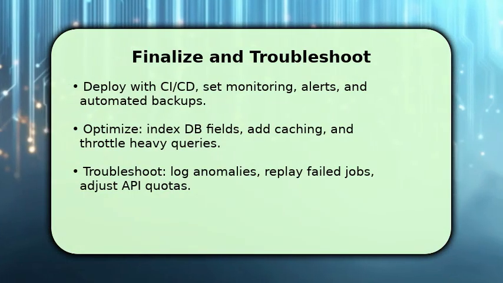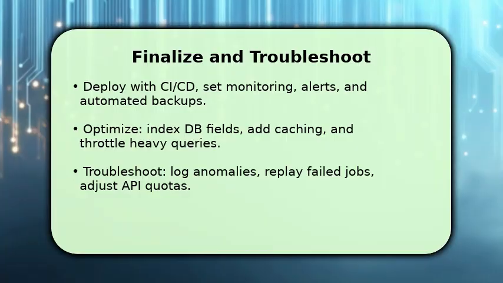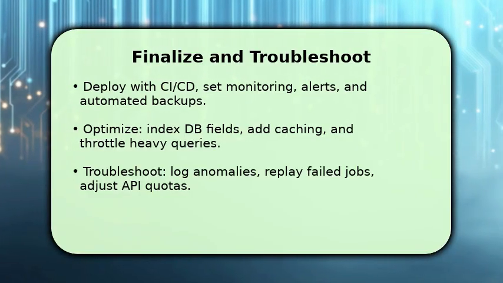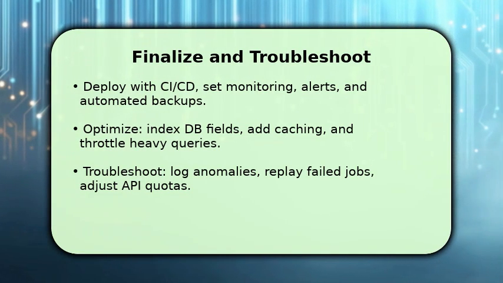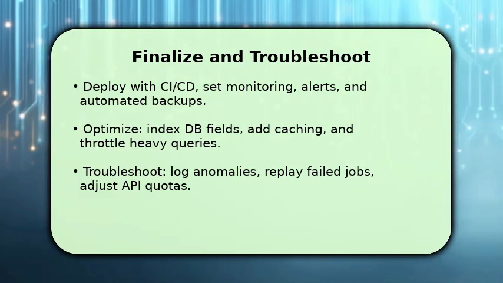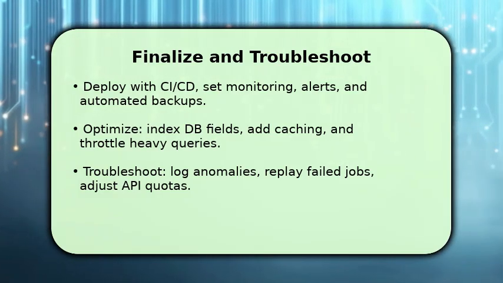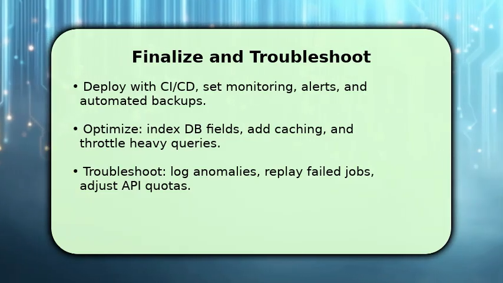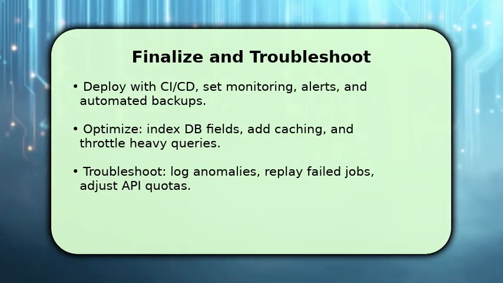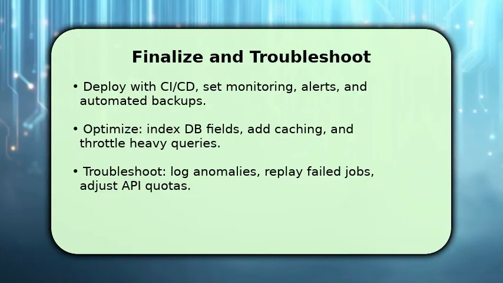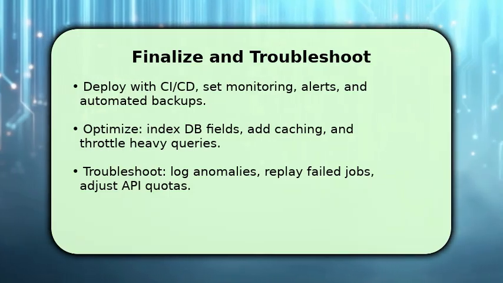Finish by hardening deployment and observability so users get reliable results. Set up CI/CD, production environment variables, monitoring dashboards, and alerting for error spikes. Optimize performance. Add database indexes on keyword and score fields, implement caching for frequent queries, and throttle expensive endpoints.